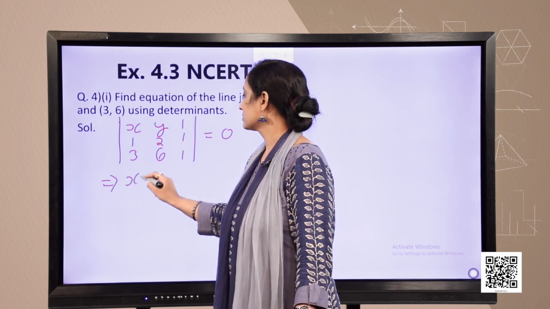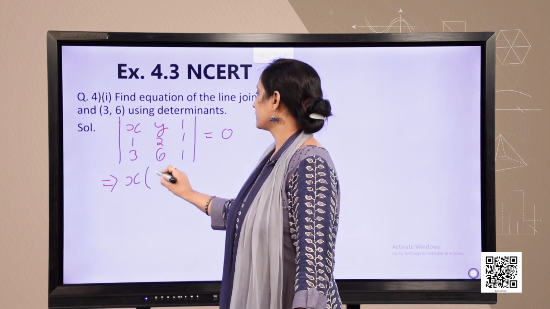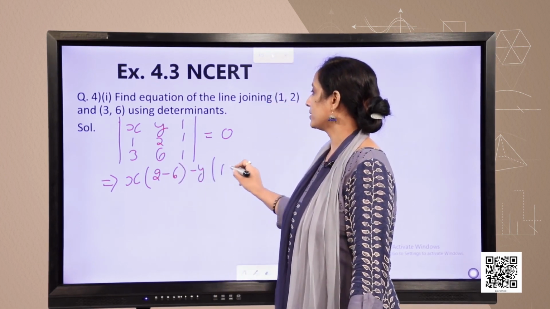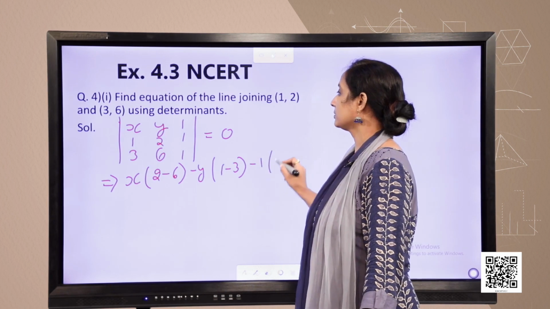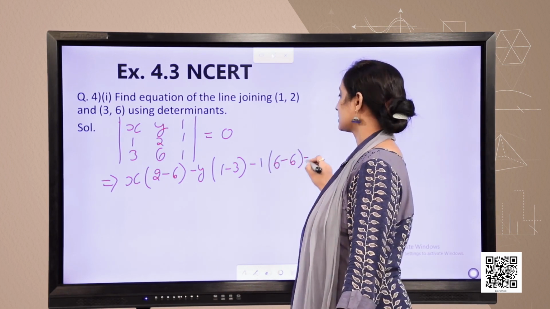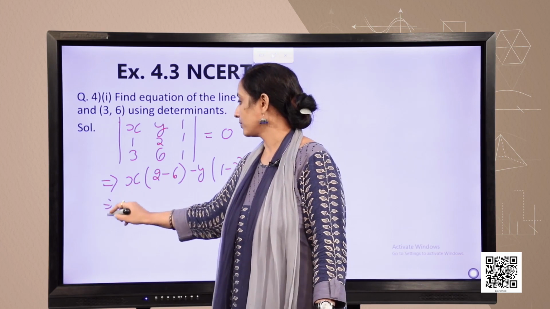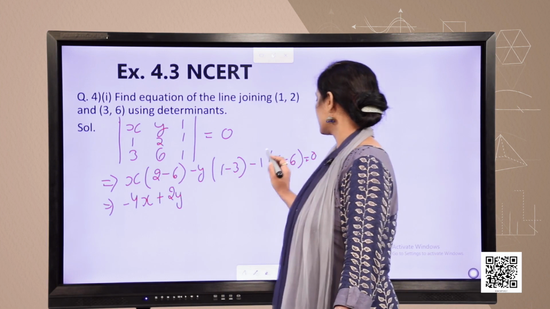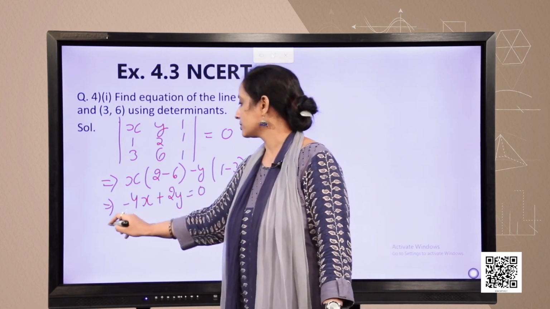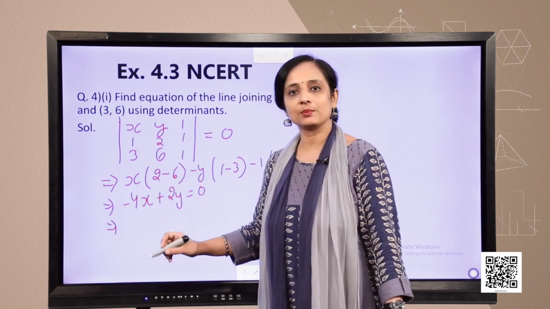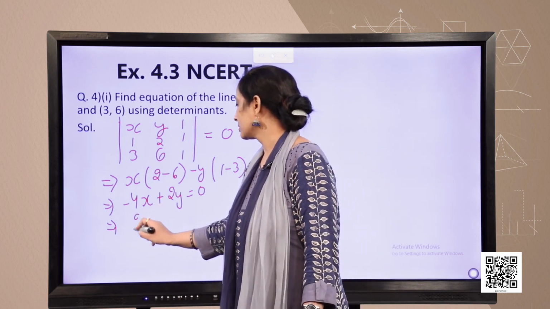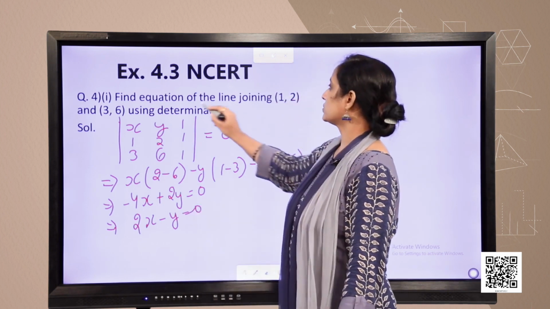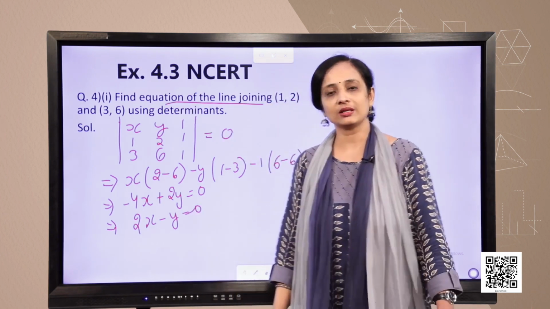So let's simplify this. x multiplied by 2 minus 6, minus y multiplied by 1 minus 3, plus 1 multiplied by 6 minus 6, is equal to 0. Let's simplify this. Minus 4x plus 2y, this is giving you 0, so equal to 0. Multiply throughout by minus 2. What will you get? 2x minus y is equal to 0, which is the equation of the line joining the given 2 points.